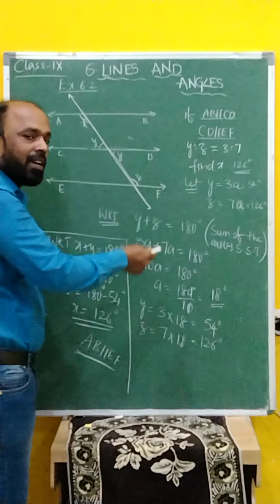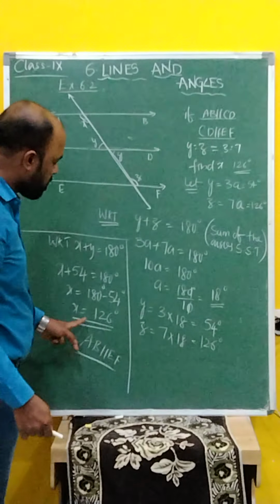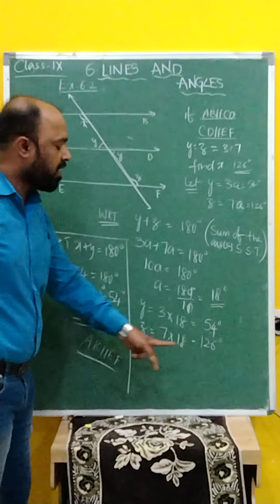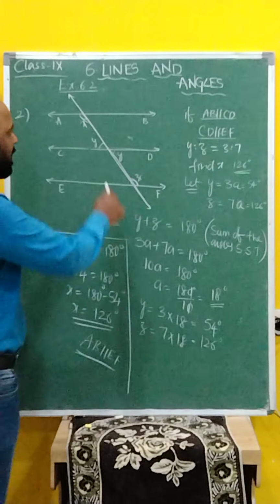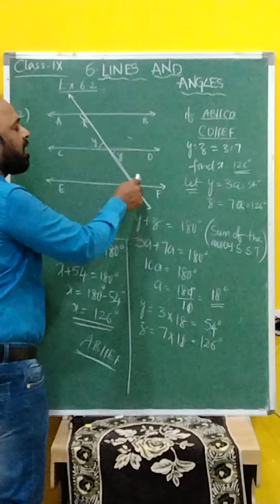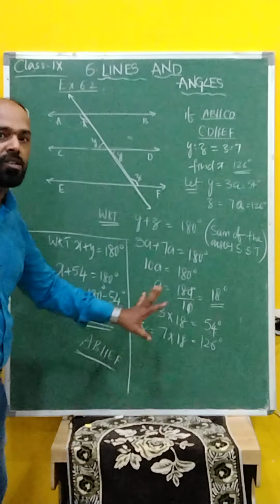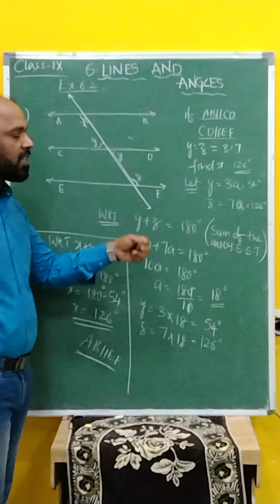You can go this way also. X is equal to Z. Then x is 126 and z is also 126, both are the same. Clear children? 126. Alternate angles are equal. You can do it this way also, that is up to you. Okay, whichever is easy, you can solve that way.